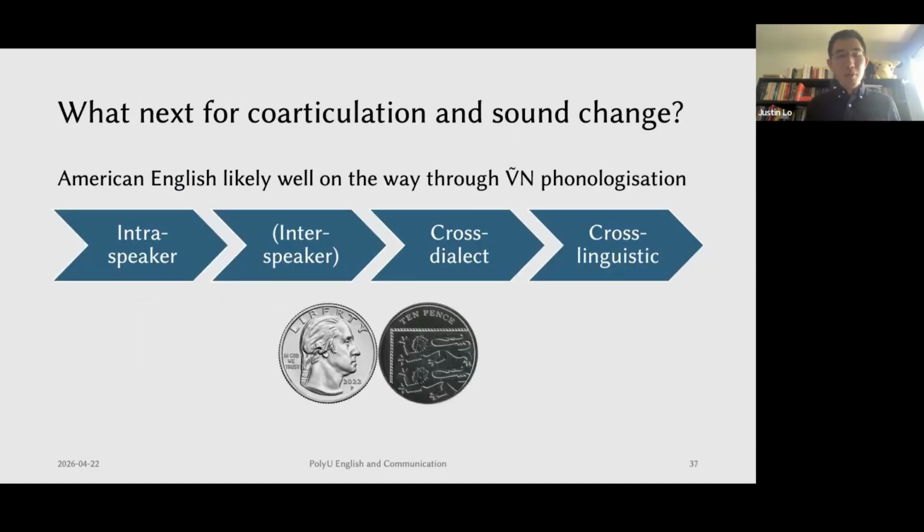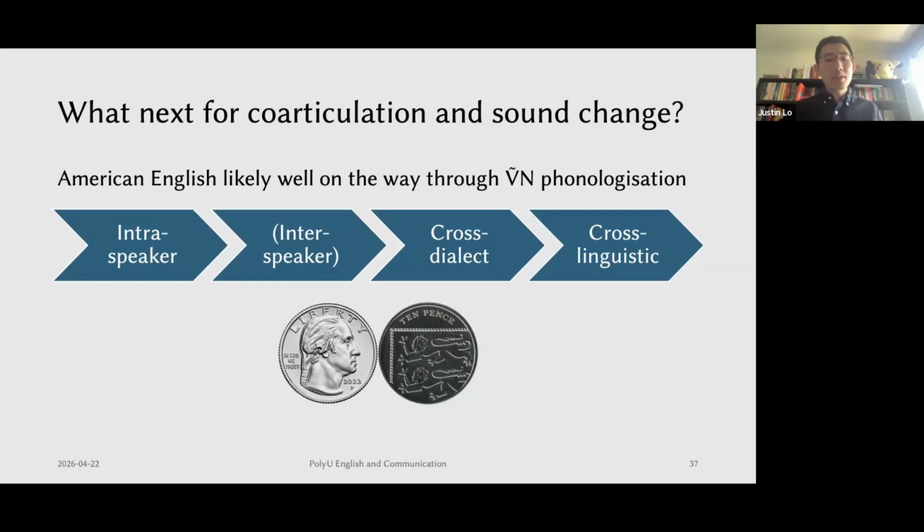So to wrap up, trying to pull all of this together, what does that mean for studies of coarticulation and sound change? To me, coarticulation is a really important part of thinking about this sound change. There is no denying that in what we see. But especially if we're focusing on the English language here, most of these studies focus on American English historically. We have had decades of research on American English, and we're still doing that.